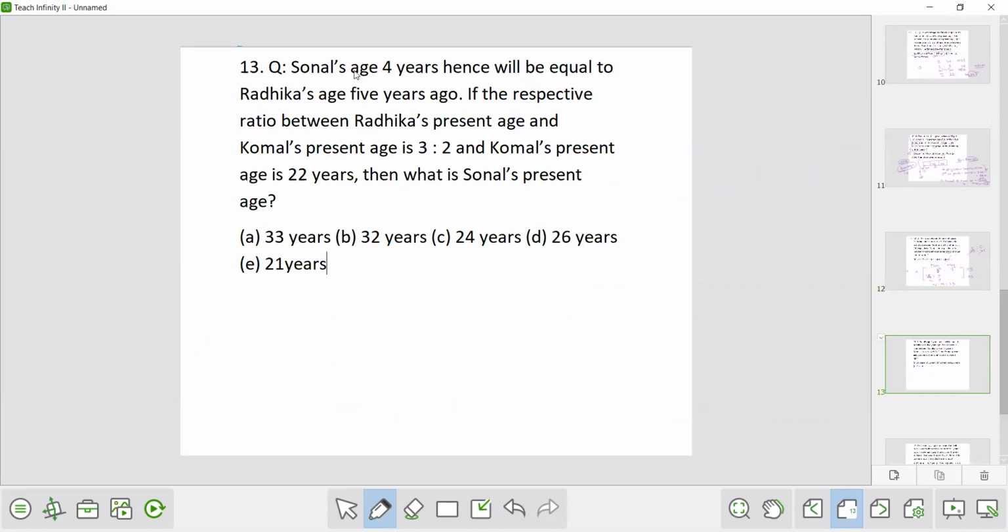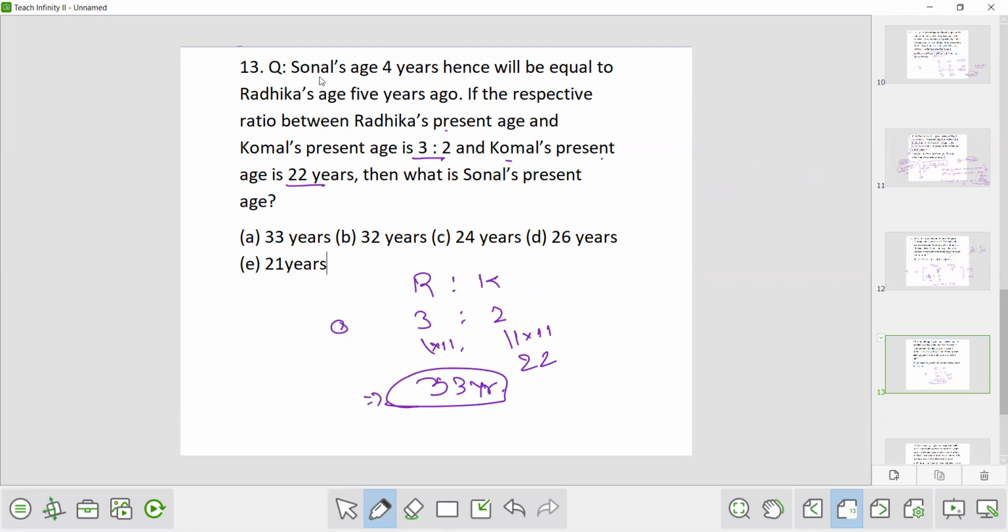Now the next question. Sonal's age 4 years hence will be equal to Radhika's age 5 years ago. If the respective ratio between Radhika's present age and Komal's present age is 3:2 and Komal's present age is given 22. So 2 is equivalent to 22. It's 11 times, so 3 will also be 11 times. So Radhika at present will be 33 years. So we found the present age of Radhika.